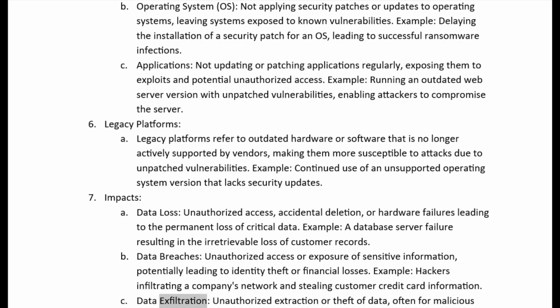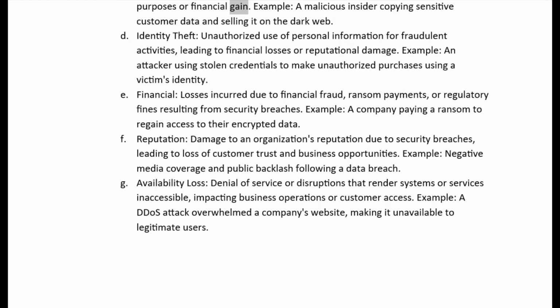Data exfiltration: unauthorized extraction or theft of data, often for malicious purposes or financial gain. Example: a malicious insider copying sensitive customer data and selling it on the dark web.